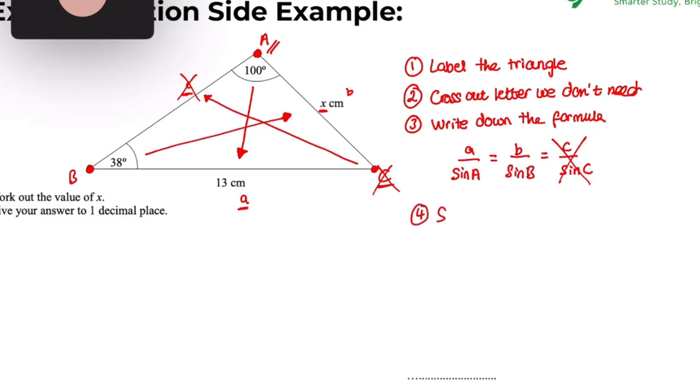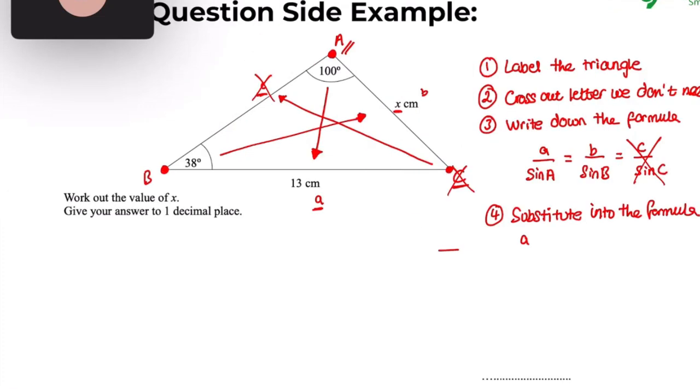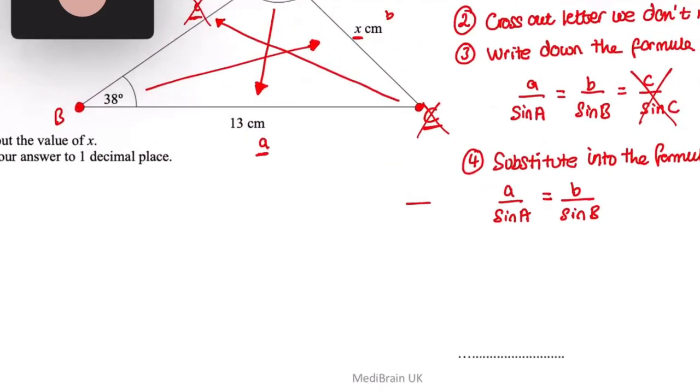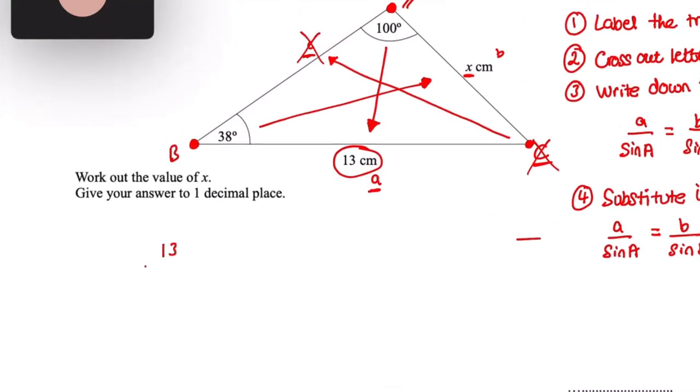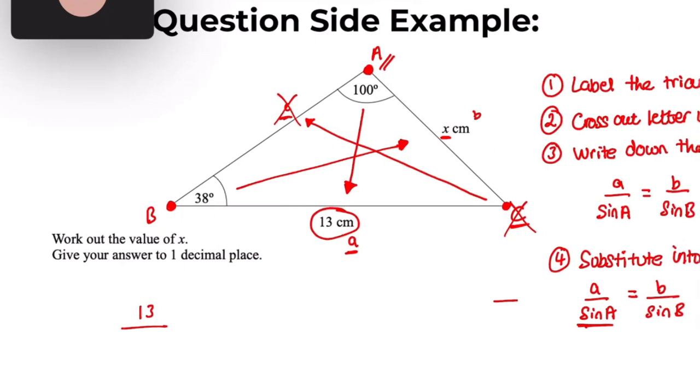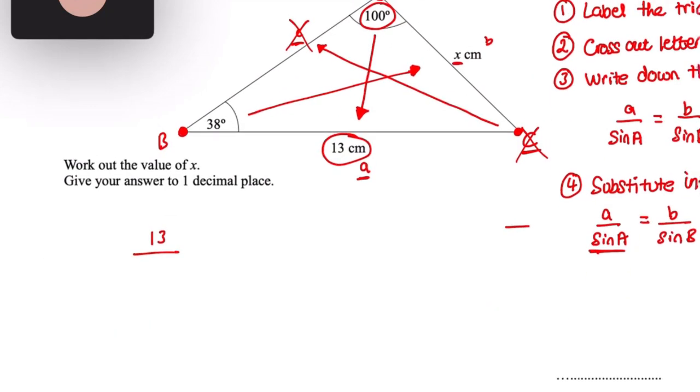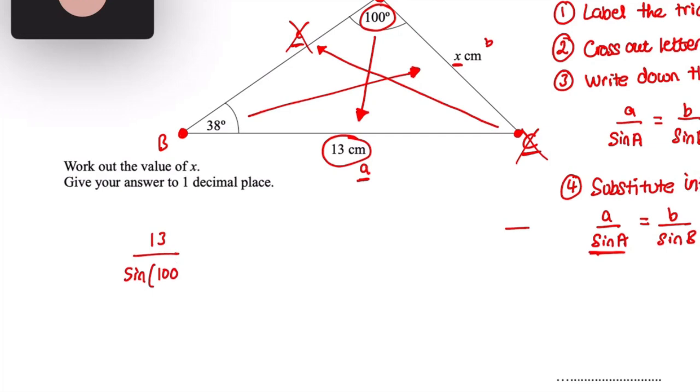Step 4 is going to be substitute. We're going to substitute into the formula. So we have a over sine A equals b over sine B, because we've crossed out c over sine C. What's lowercase a? Lowercase a is 13. So we're going to have 13 over sine A. What's capital A? Capital A is 100. So we're going to have 13 over sine 100.